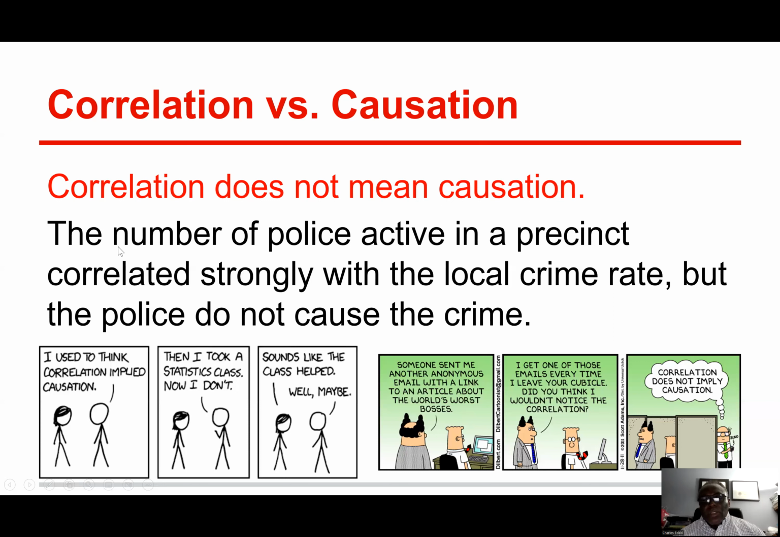Example given here, the number of police active in a precinct will correlate strongly with the local crime rate. If we know an area has a high crime rate, maybe the government will have more police officers patrol the road, which is good. But the police do not cause the crime. So there's a relationship between the number of police officers patrolling the road and the crime rate. But that doesn't mean the number of police causes the crime rate to go up or down.